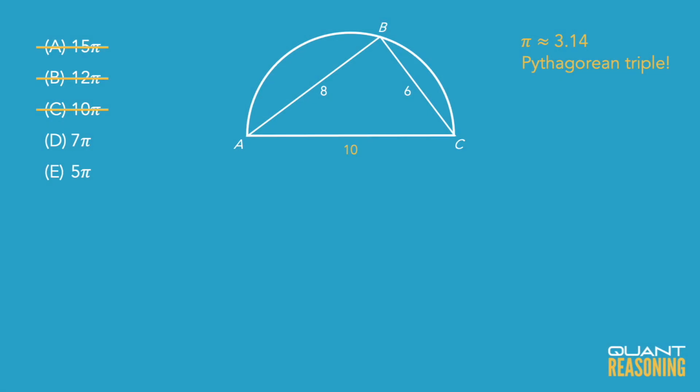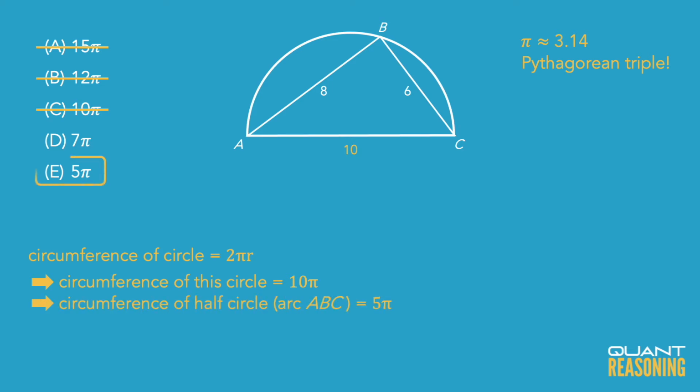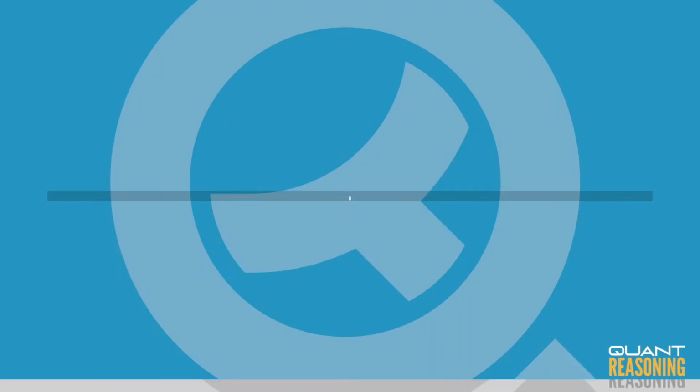So the diameter of the circle is 10, and the total circumference of a circle is the diameter multiplied by pi. So if the total circumference is 10 pi, then the circumference of just half of the circle, in other words, arc ABC, is half of that, so 5 pi, answer choice E.